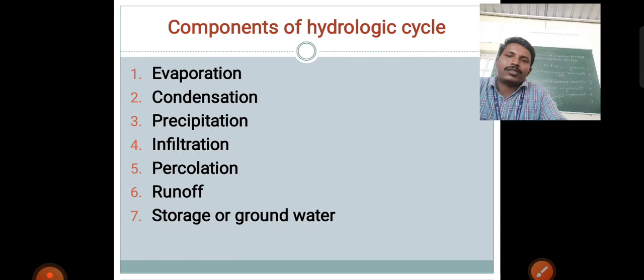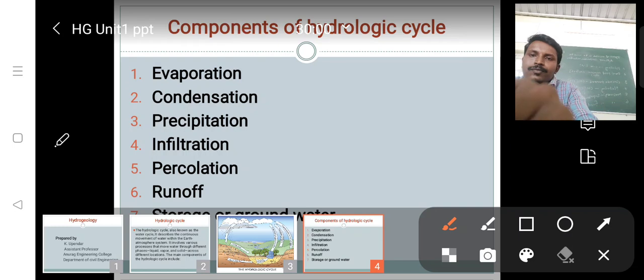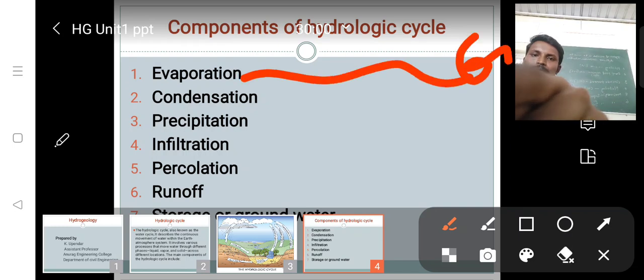Here, aquifers are again classified into two types. They are unconfined aquifers and confined aquifers. What is meant by an unconfined aquifer? It is defined as the groundwater between the permeable and impermeable layers of the earth's crust. It means, for example, this is the ground level.